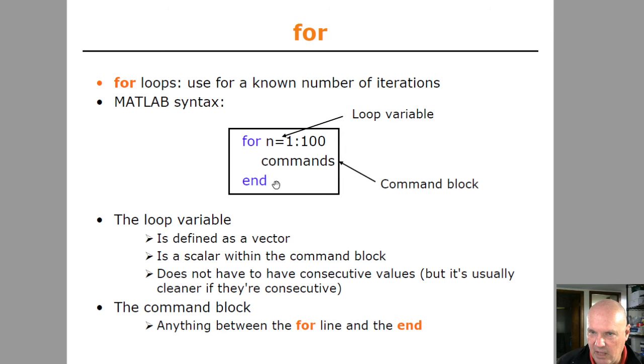And I can use that loop variable n inside the loop. It is a scalar within the command block. I could have a vector like 2, 4, 8, and then n would take on those values, or even 8, 3, pi. It doesn't matter. The end marks the end of the for loop.